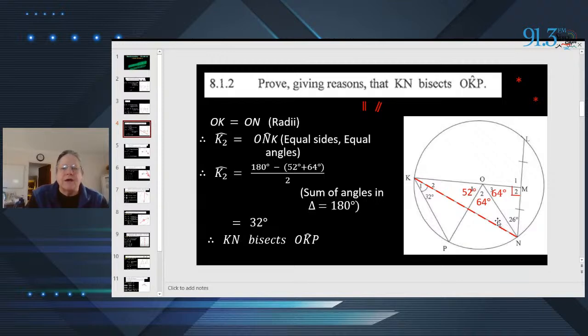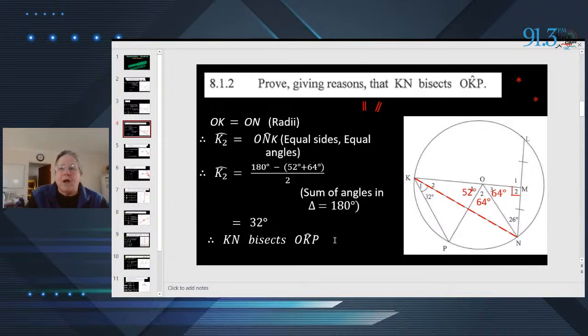So now we use our sum of the angles in a triangle theorem again, and we would say 180 minus the 52 plus the 64. So if we've gone up to there, we would get K2 and ONK, but they are equal, and we only want one of them. That's why we divide by 2. So the answer is 32. And remember, always end with what they've asked. So therefore, KN bisects angle OKP.